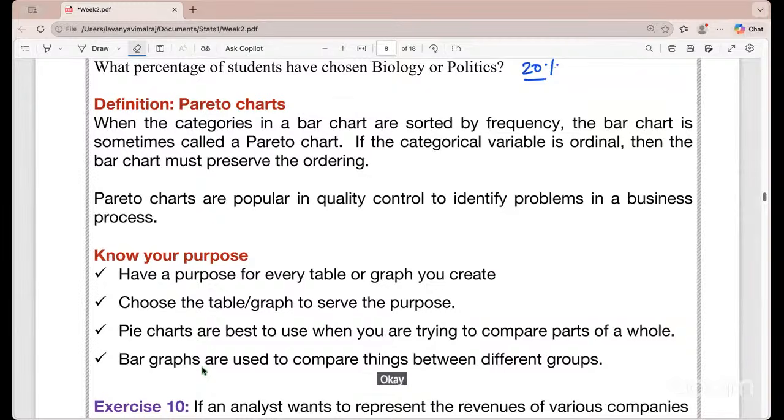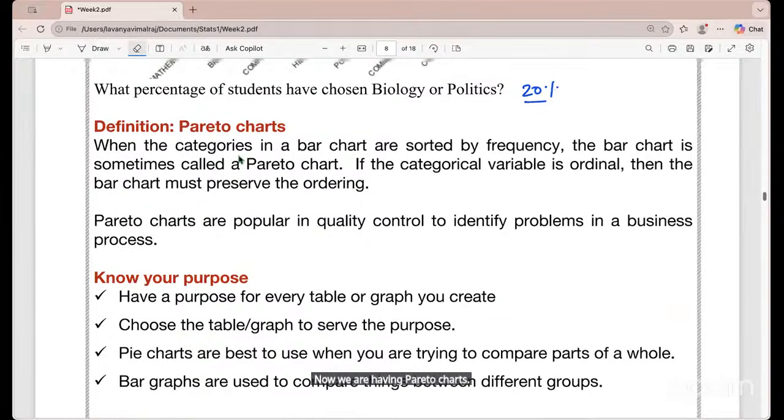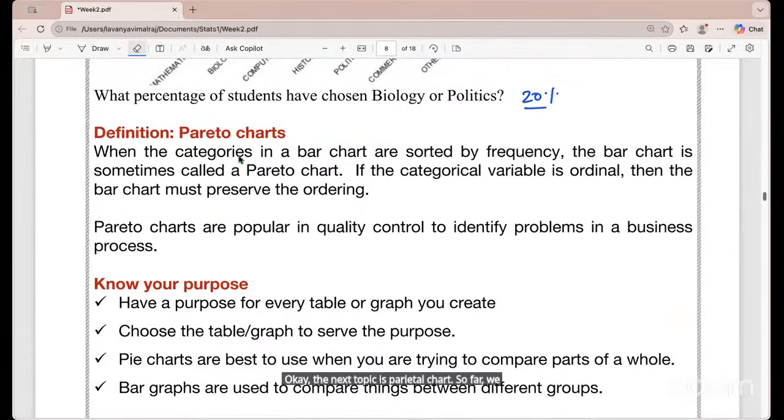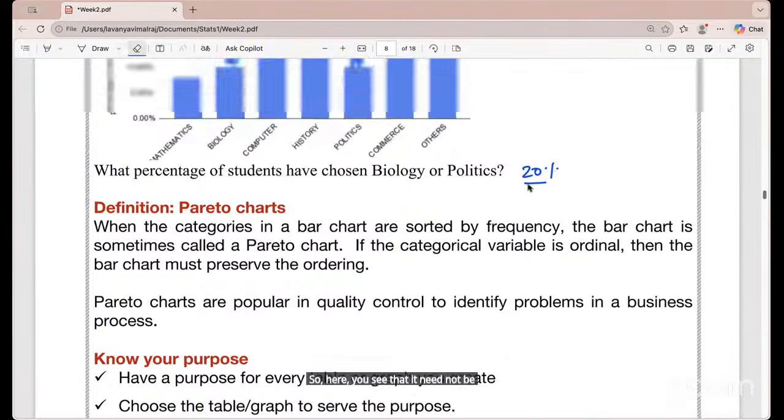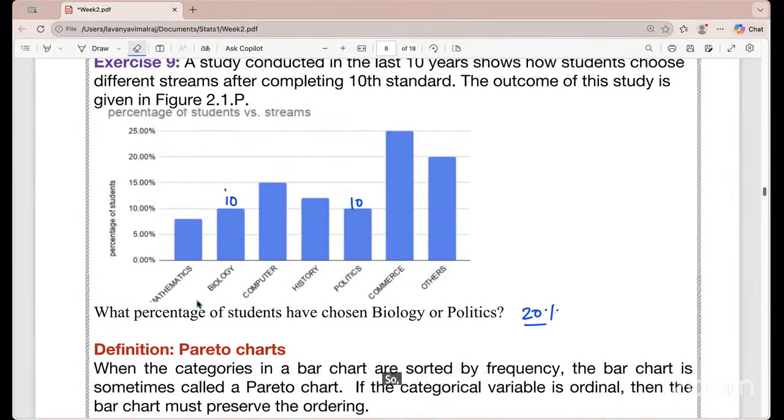Okay, so now we are having Pareto charts. The next topic is Pareto chart. So far, we have already seen pie chart and bar chart. And Pareto chart is again another bar chart, only now the frequencies are sorted in decreasing order. If the categorical variable is ordinal, then the bar chart must preserve the order. But here you see that it need not be ordinal. Even for this case, the same can also be given as a Pareto chart.